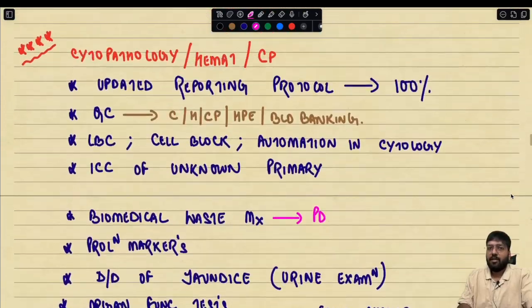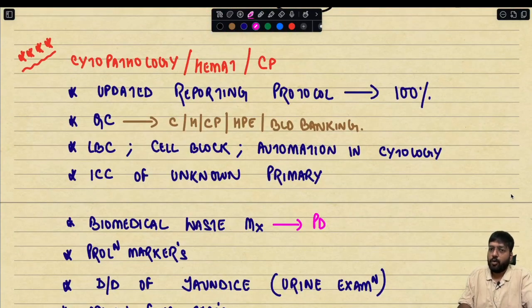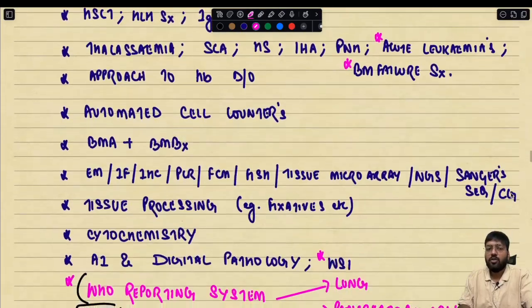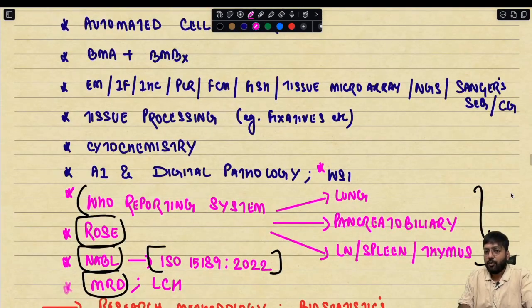So under the cytopathology, as I told you, the updated reporting protocol, along with that the WHO cytopathology reporting system for the lungs, pancreatobiliary system, lymph nodes, spleen, thymus. This can be asked. ROSE, NABL, ISO 15189/2022 and MRD, LCH, these are just added this year, okay, in addition to whatever was there. Along with that, we have also added whole slide imaging.